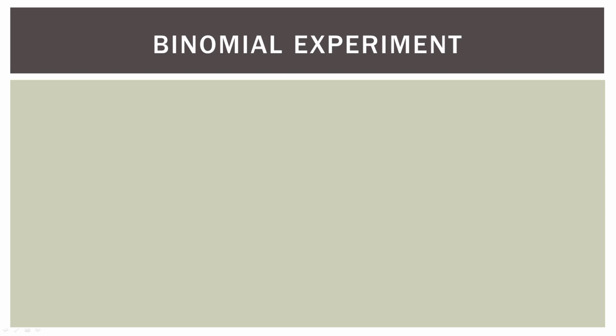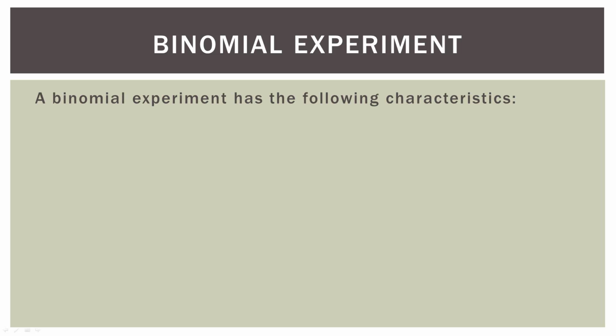Now we can begin understanding the binomial distribution by looking at the binomial experiment. This is a specific kind of experiment that has very specific instructions or details to it, or conditions. Let's go ahead and look at this. So a binomial experiment has the following characteristics.